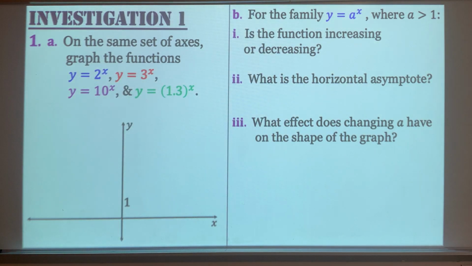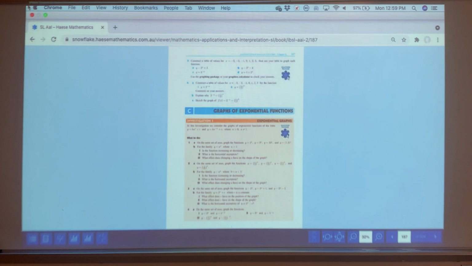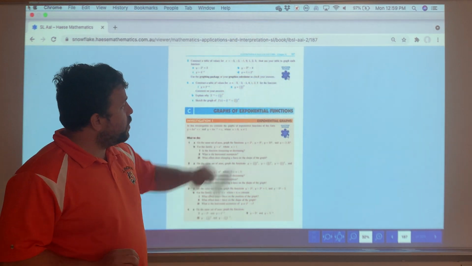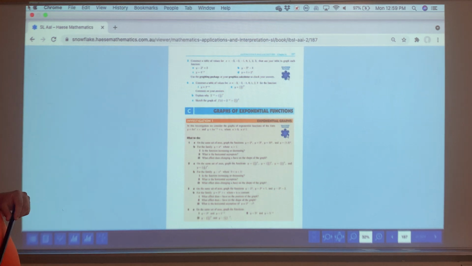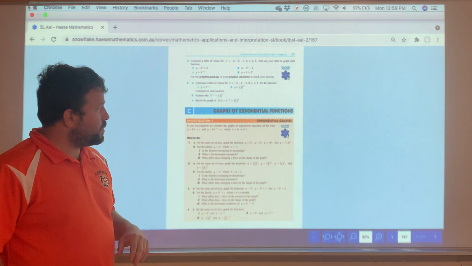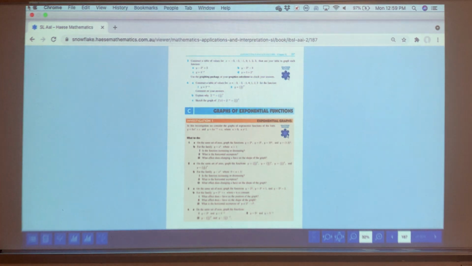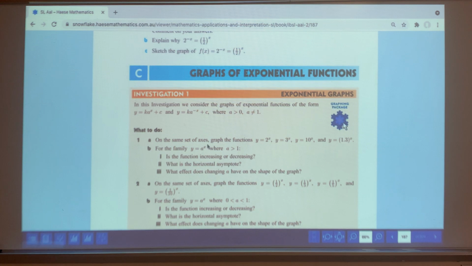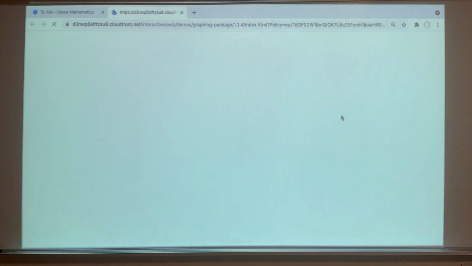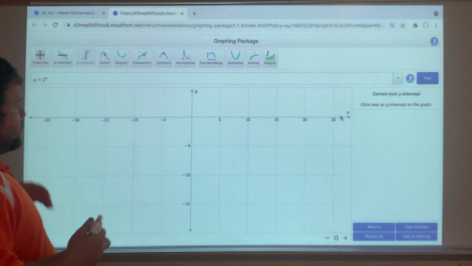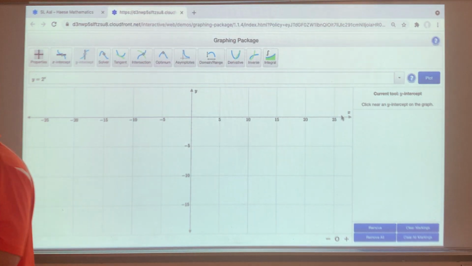Now, in case you don't know how to do this, go to your online book, page 187. It's lesson 8C, graphs of exponential functions, and the investigation's right here. I'm going to zoom in a little bit so you can see the investigation that we're doing. We're just going to click on the graphing package. And when we click on the graphing package, what we're left with is our graphs, and we're going to be able to graph our things here.